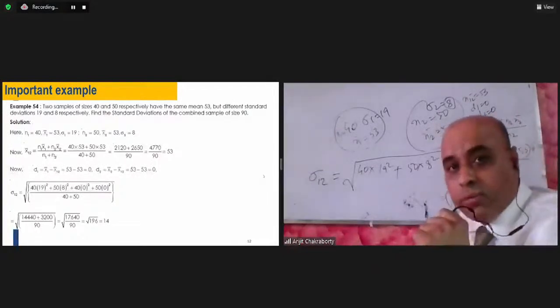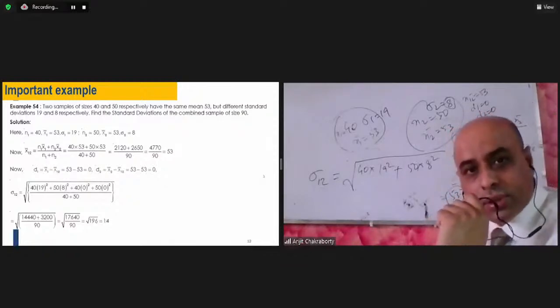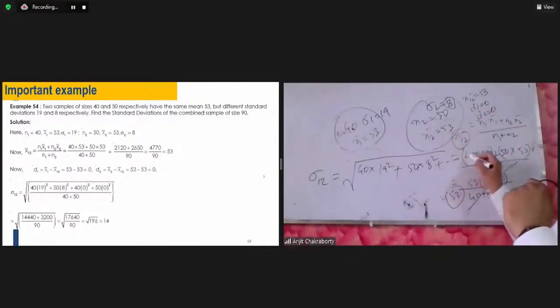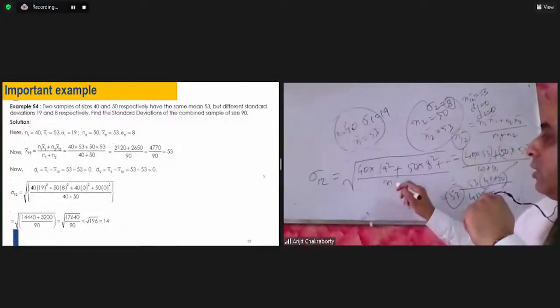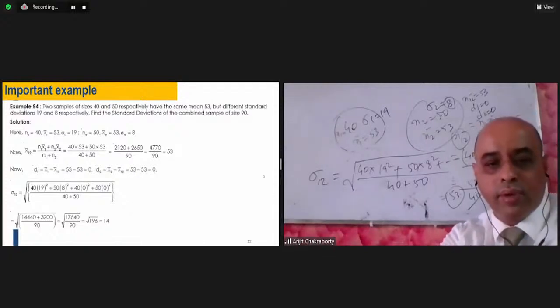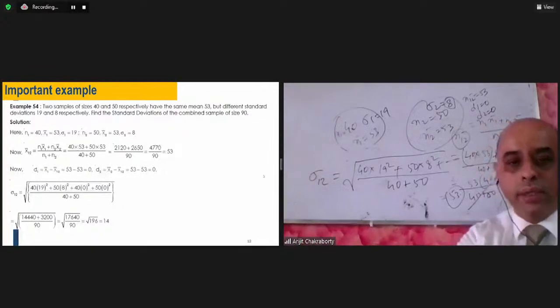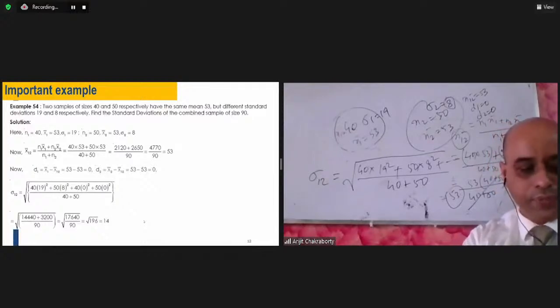But then do we have D1? There is nothing called D1. D1 is 0 in this case. D2 is also 0 in this case. Therefore, plus 0 plus 0. Divide it by n1 plus n2, that is 40 plus 50. So we have got 40 into 19 square plus 50 into 8 square divided by 40 plus 50. On expanding and simplifying, you should be getting the answer, which is also given in the slide. You are getting the answer, which is 14. Okay, SD is 14. Yes.